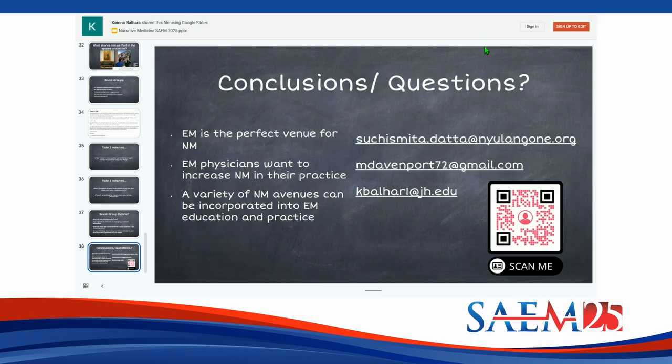But we definitely want you to take away a few points. One, that narrative medicine absolutely belongs in emergency medicine. It is, with a little bit of work, relatively easy to implement into your programs. And I think it will just help everybody develop their empathy and relate to their patients a little bit better. So if you have any questions, please feel free to contact us. And thank you for coming.